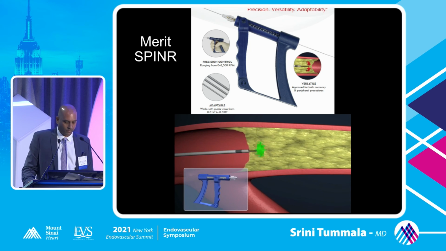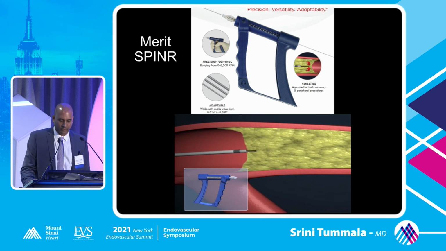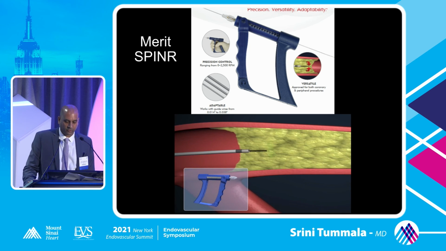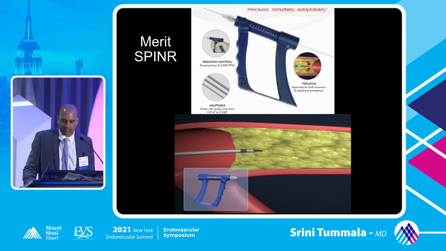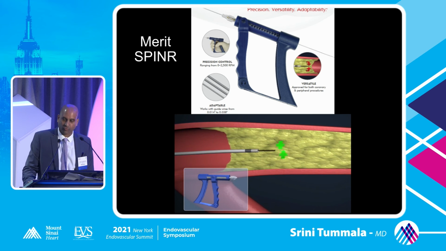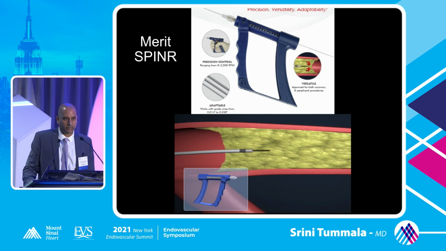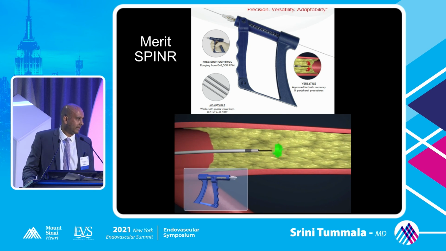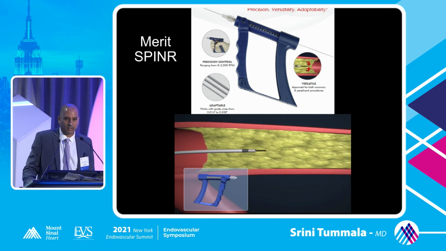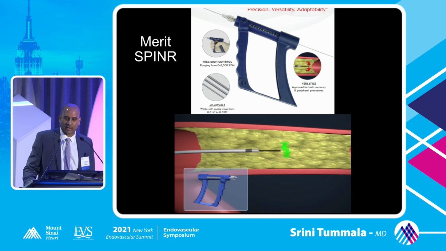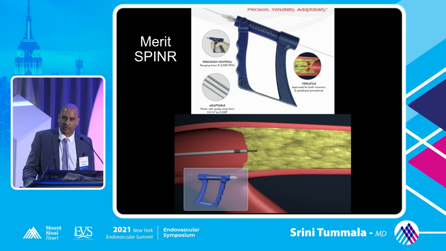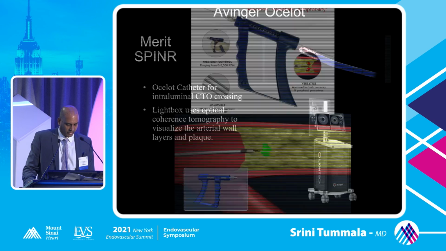A couple more and then we're done here. The Merit Spinner catheter basically spins a guide wire at 2,500 RPMs, and it lets you drill through a CTO. This is very similar to the technique described in the literature as the drilling technique, when you're rotating a guide wire with a torque device as rapidly as you can to cross. In this case, you're doing it with a device. This works for all guide wire platforms, 014 to 038.